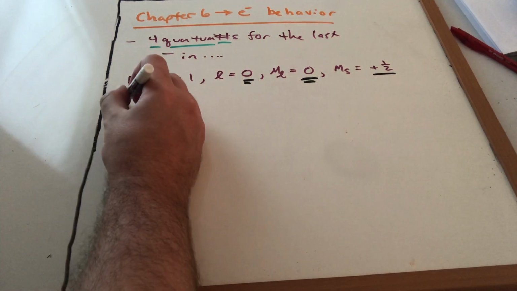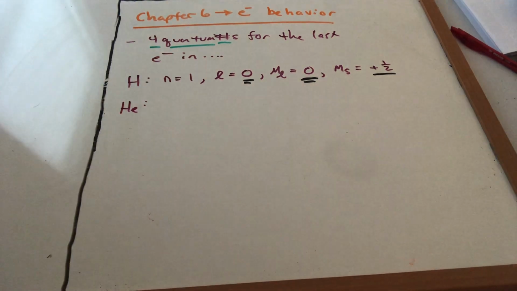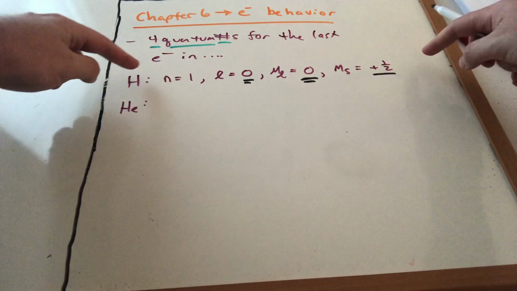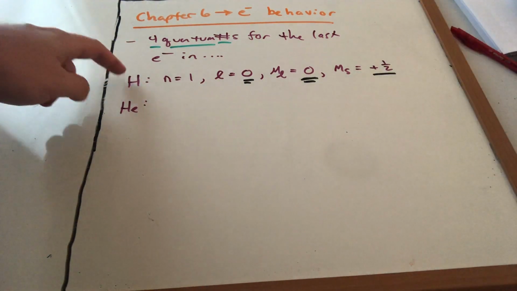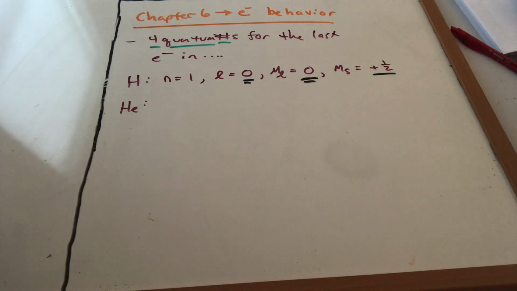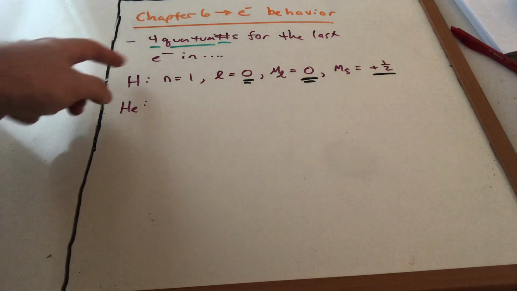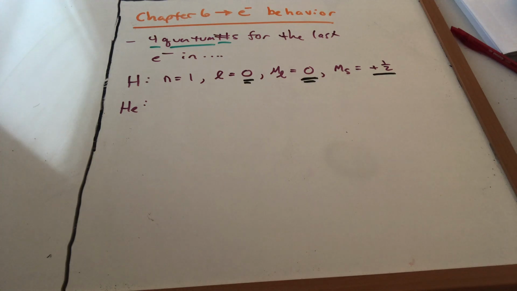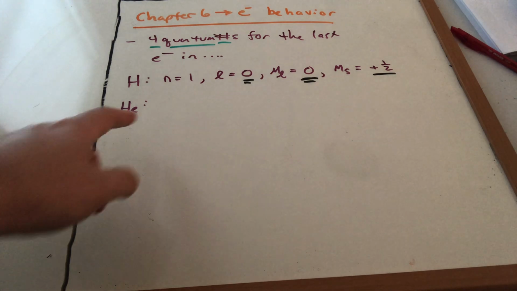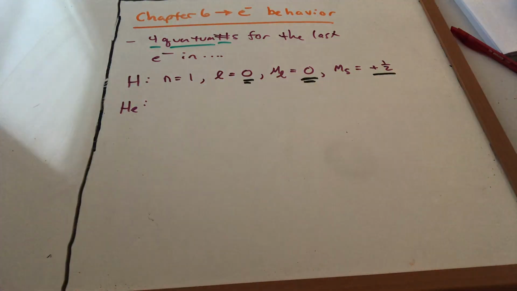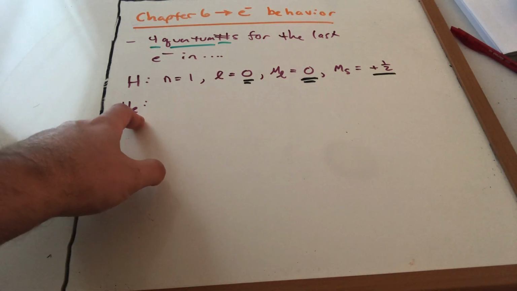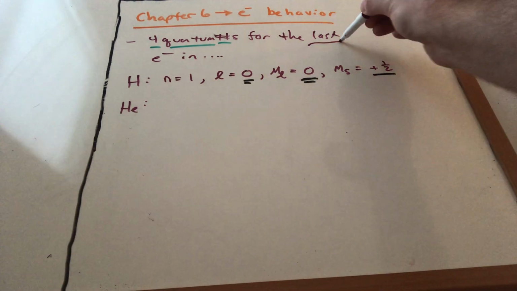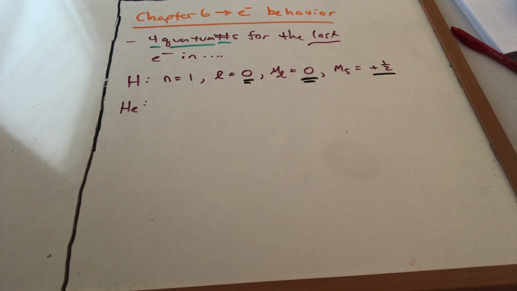Let's think about what the quantum numbers for the last electron in helium would be. Helium has 2 total electrons. Where does the first electron go? The first electron goes here, right? So hydrogen's last electron is the first electron on every atom. So helium's first electron goes here. Where does the second one go? Because that would be the last electron in helium.